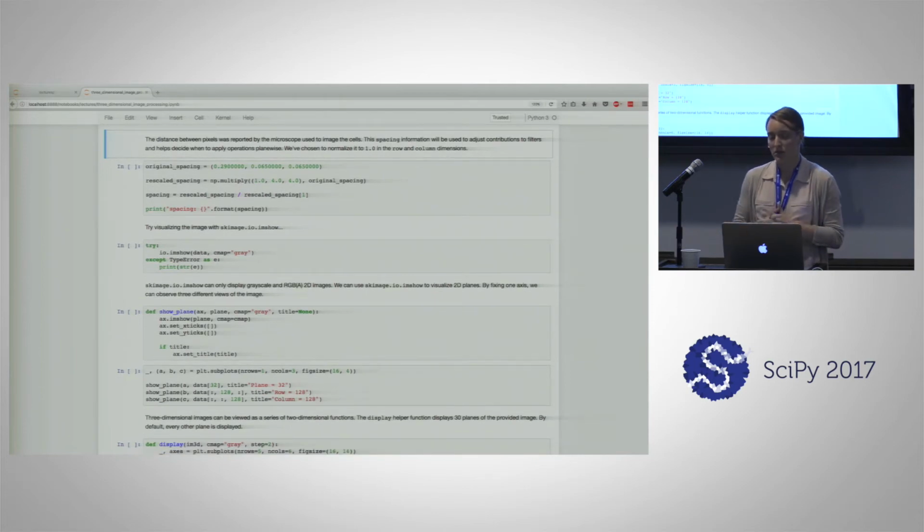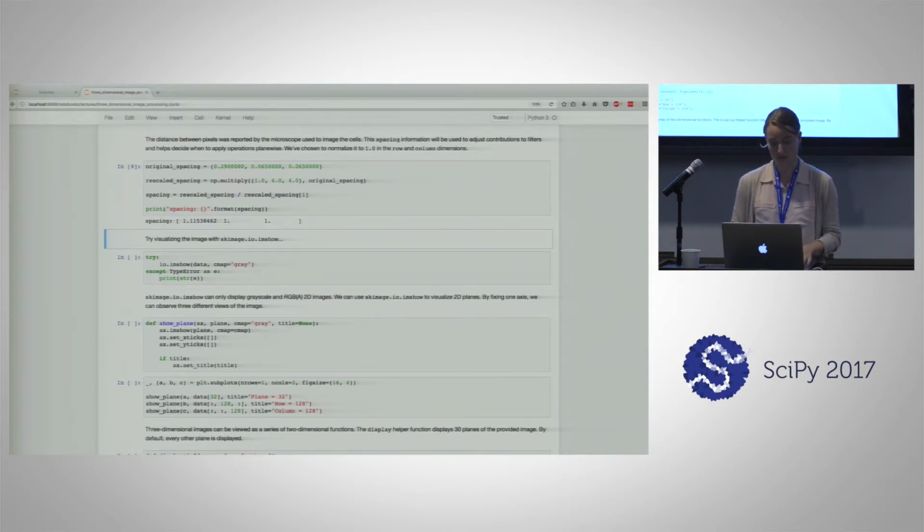So the distance between the pixels in our image are actually reported by the microscope that's used to image the cells, and I was able to get that data out by looking at the metadata in another application known as ImageJ. I've copied that to a variable here we called original spacing. So the original image was 0.29 microns by 0.065 by 0.065. To adapt for that rescaled image, I've multiplied the spacing in the row and column dimensions by 4, and then normalized it so that the spacing in row and columns is 1. So our final image spacing is 1.1 by 1 by 1.